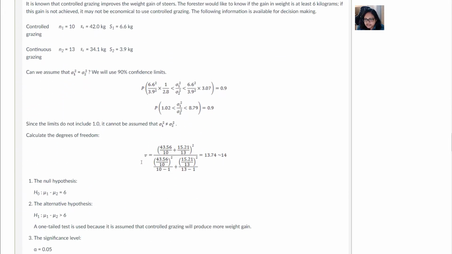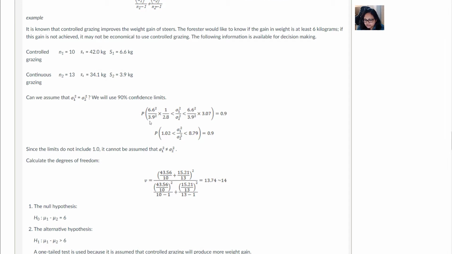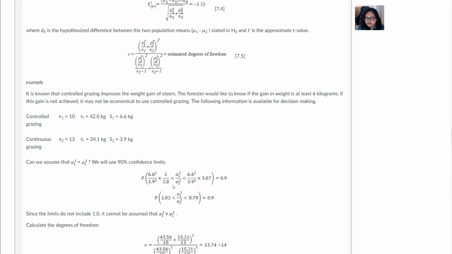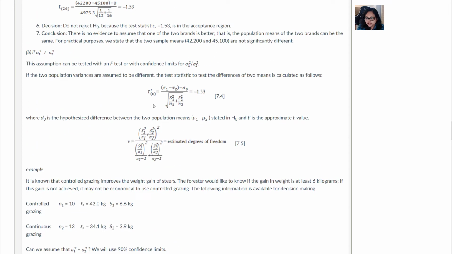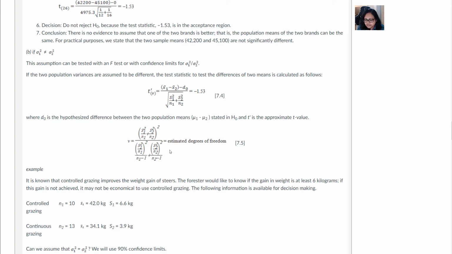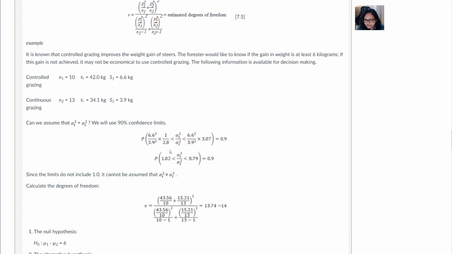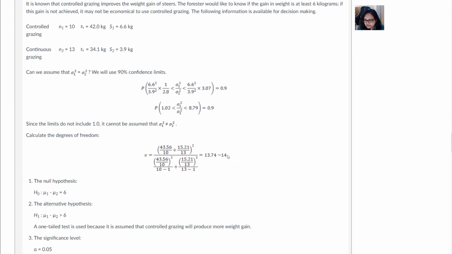So you can see that in this example, if we find the ratio of them, it doesn't include 1. It is from 1.0 to 8.79, that means it doesn't include 1. So that's why they are not the same, they're different. That's why we have to use these two formulas so that we can find the t statistical value. But after we find that, we also need to find the degrees of freedom, and the degrees of freedom is lengthy. You can see that we need a whole number.